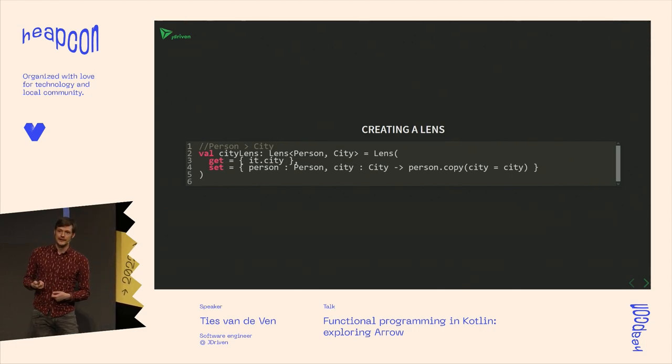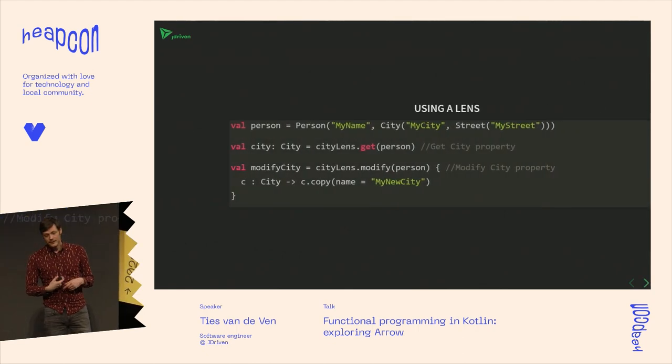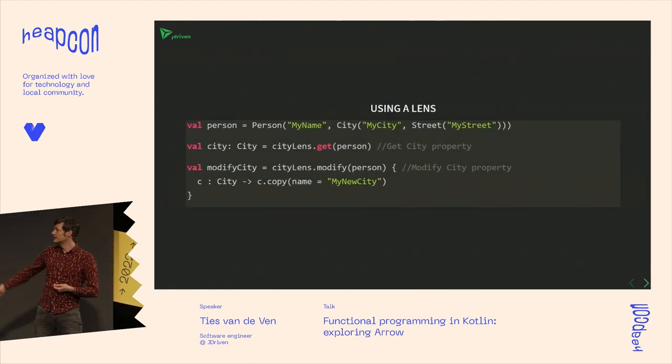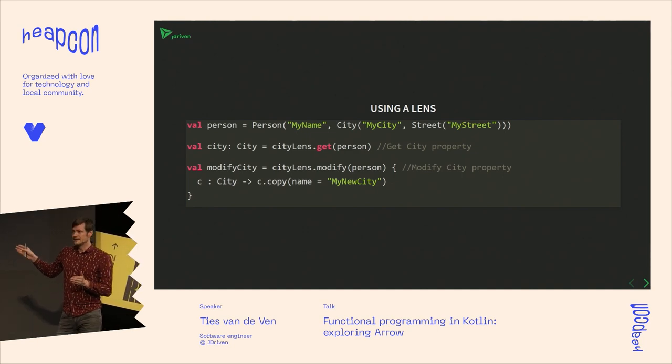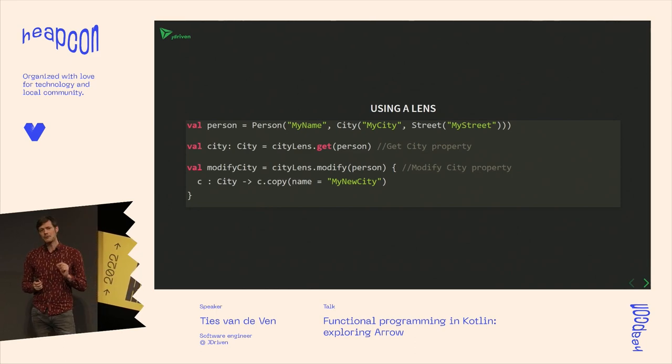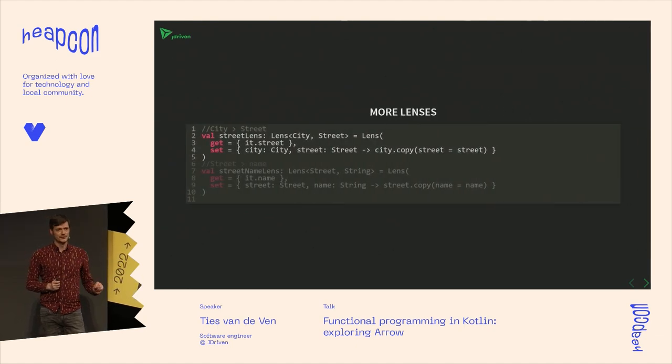So given a city lens, we can get the value out of the person, or we can modify the value of the person, where modify in this case might not be the best naming because it's an immutable copy, so we're not actually modifying things. But yeah, this basically doesn't help us that much yet, because we could have just used the copy method instead. But the power comes if we create more lenses.